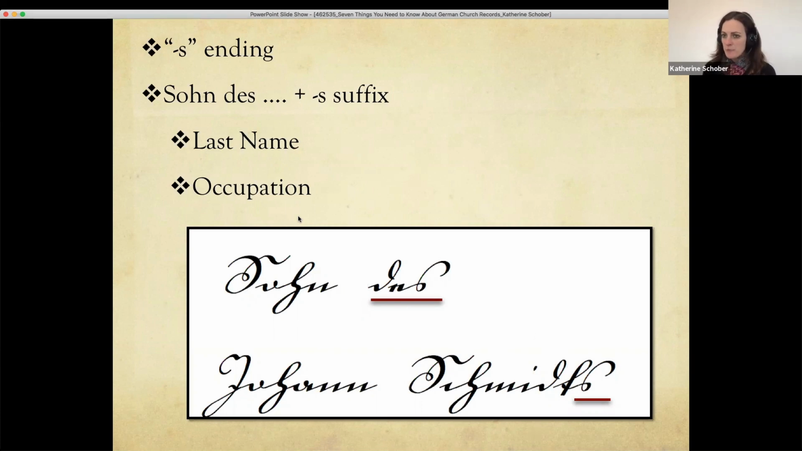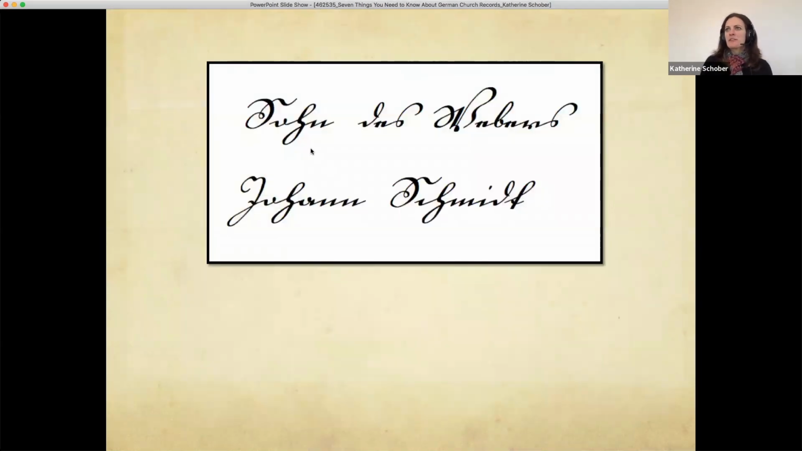Remember how I mentioned before that you'll either get the occupation here, right before the name, or here, right after the name. So the S will either go on one of these. Let's look at another example. Here we have Sohn des Webers Johann Schmidt, son of the weaver Johann Schmidt.